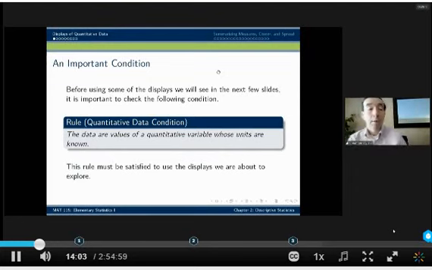So, most of what I'm going to be talking about here are descriptive statistics that apply to quantitative data. In order to do the things that I'm talking about here, you need to verify that you are actually dealing with a quantitative variable. And specifically, one good way to do that is to make sure that the units of measurement are known here.